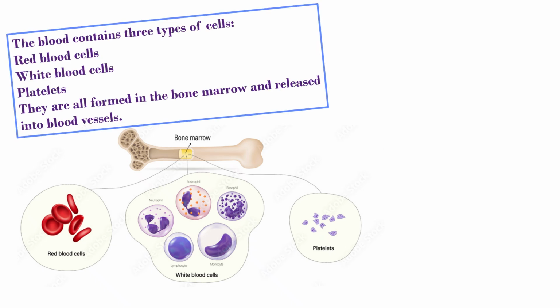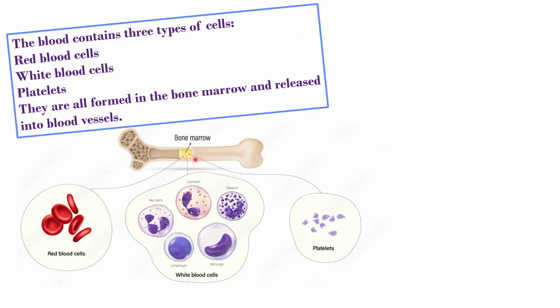The blood contains three types of cells. They are red blood cells, white blood cells, and platelets. All of them are made in the bone marrow.